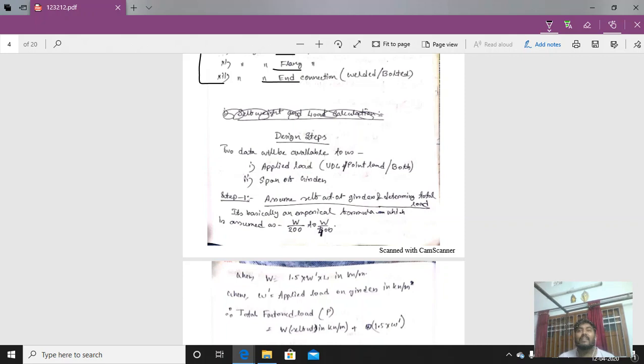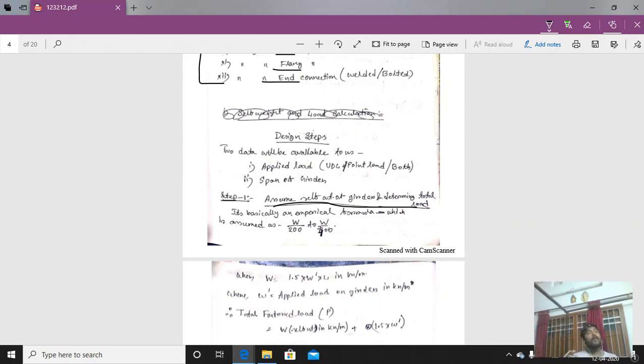Now what data will be available to us when we are opting for the design? Number one, what is the load acting on the member and what is the length of the member? That means the length of the girder and the load acting on the girder will be given to us, along with, maybe or maybe not, the steel grade that will be used. If these data are given to us, we will follow this procedure. Step 1: first assume the self weight of the girder and determine the total load.